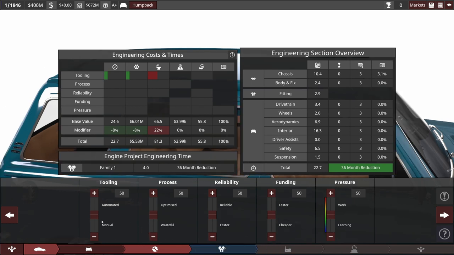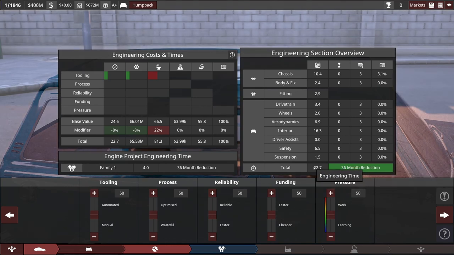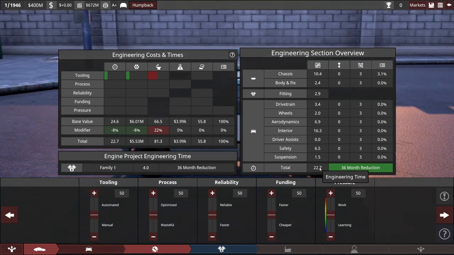We're in a medium factory, steel parts, medium amount of tooling's fine, and our pace here is fine, 22 minutes to get the car out.